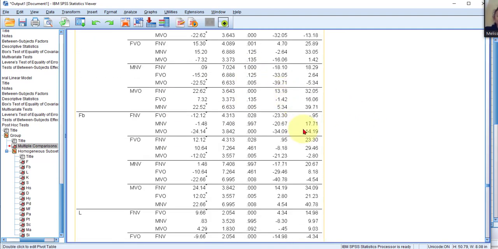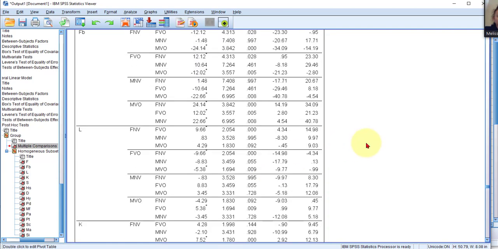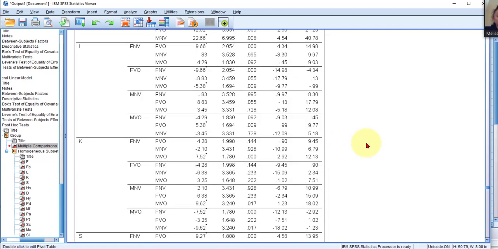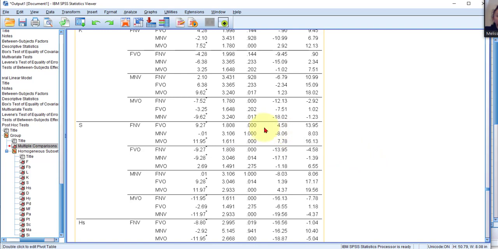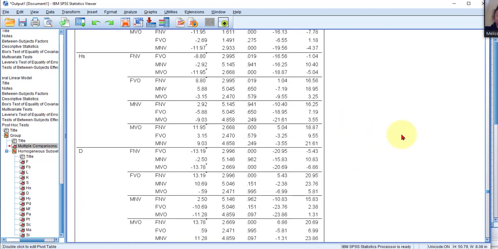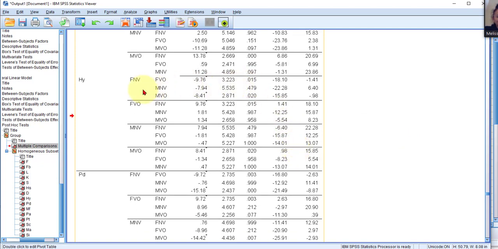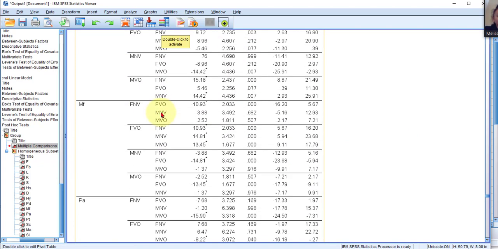So let's find one that's got something here. Like for FB, they're significant between everybody except for FNB and MNB. That's the one that's not significant. Same thing, MNB, nonviolent men. They don't seem to be significant anywhere. Those nonviolent men. But this breaks it down into exactly between which two groups.